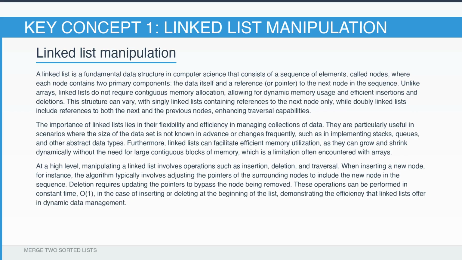When we manipulate linked lists, we perform operations like insertion and deletion. For example, adding a node involves adjusting the pointers around it, while deleting a node requires bypassing it. These operations can be very efficient, taking constant time when done at the start of the list. This efficiency makes linked lists a powerful tool for dynamic data management.